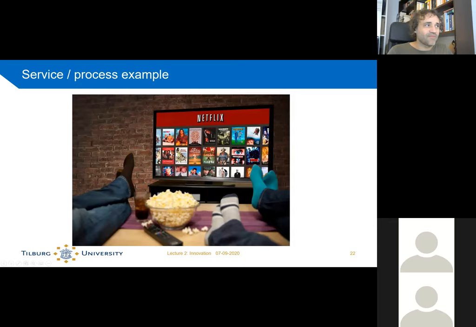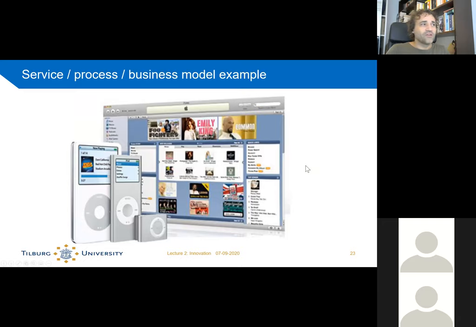So Netflix, I think, is an example. It's also a new business model, but it's also an example of how a service and process combine. So it's an innovation that's not, you know, renting a movie is not new. It's not a completely new product, but it's a new way of delivering it. So they change the process and they provide a service instead of a product. So it's a combination of both. Service, product, business model is Netflix as well.